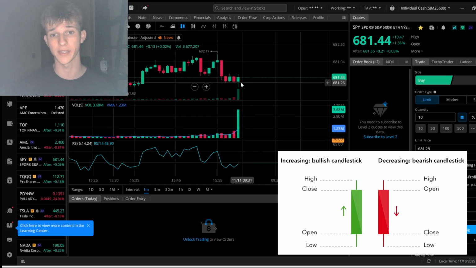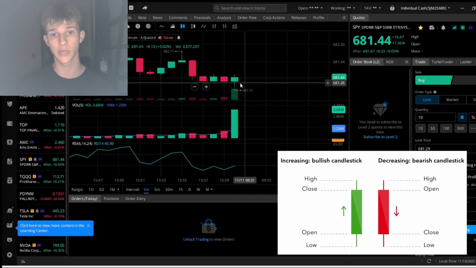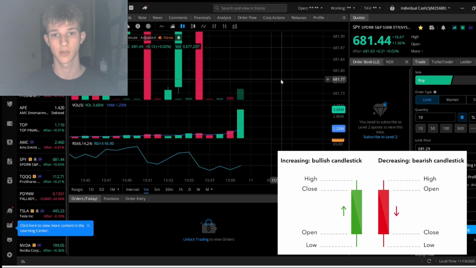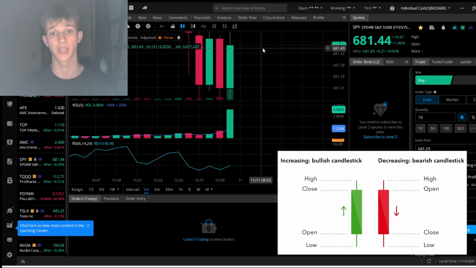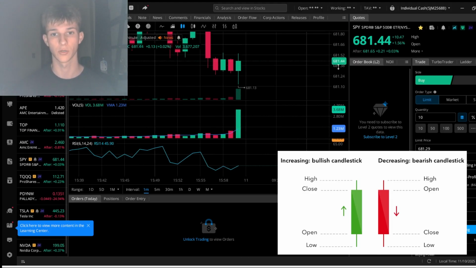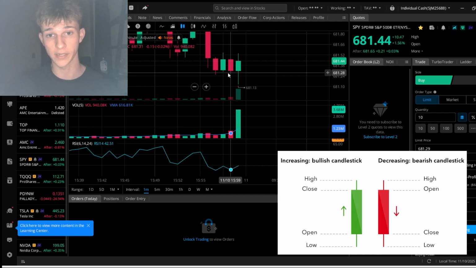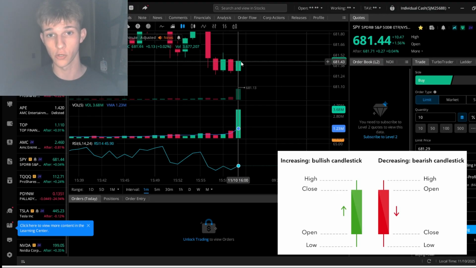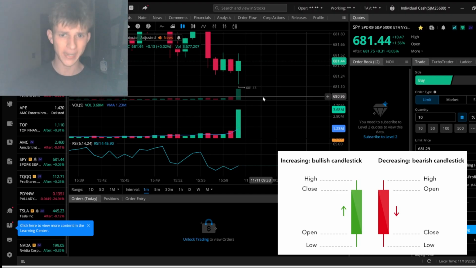We're going to look at the specific candle right here. I'm going to break this down so you understand what a candle is. So this green candle opened right here, right where my line is. It opened right here, and it closed right here, and that's why it's green, because it closed higher than where it opened.